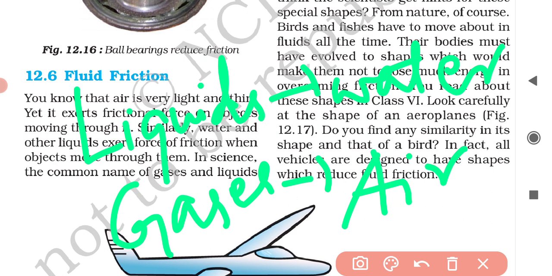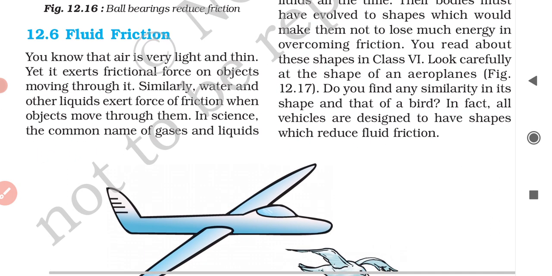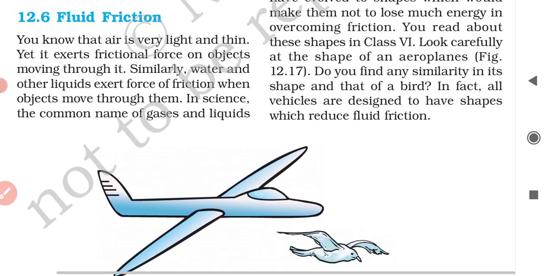Okay, and there is friction whenever an object moves through a fluid. And that friction is called what? Fluid friction. There is friction whenever an object moves through a fluid, and that friction is called fluid friction. Clear? So you see fluid friction.